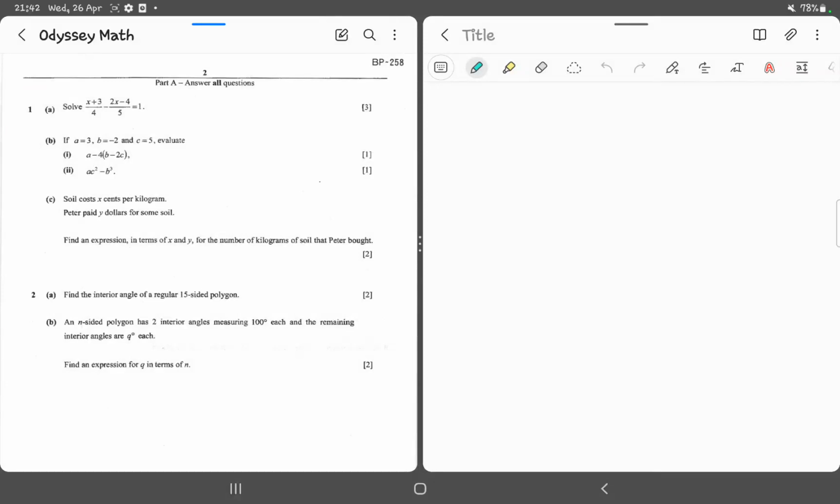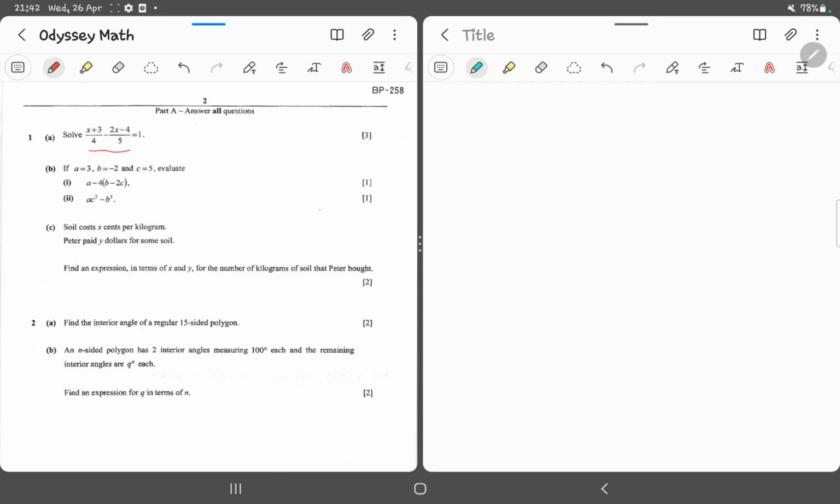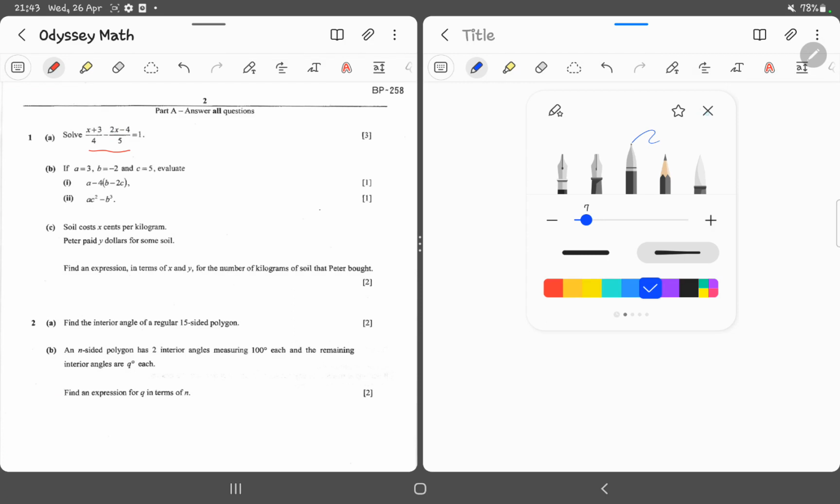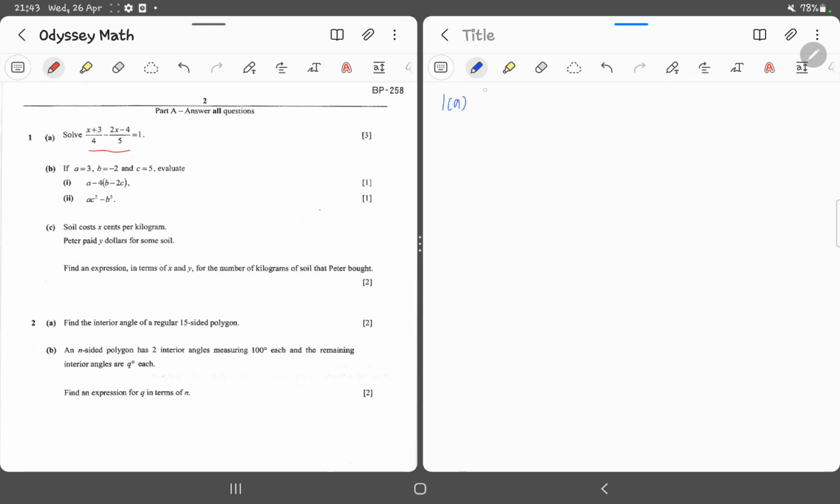Now let's do question 1A of Bukit Merah Secondary School end of year examination Sec 1 paper 2. Question 1A is actually solving equations involving algebra but with fractions. It asks us to solve the equation (x + 3)/4 - (2x - 4)/5 = 1.